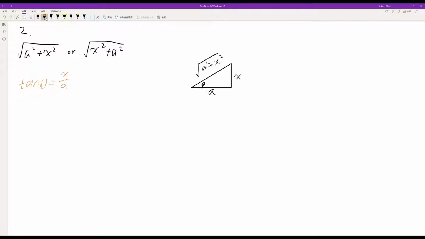And then you perform the same technique, letting x be equal to a times tangent theta. And then plug this x back in here, and then we will get that the square root of a squared plus x squared is equal to a secant theta.